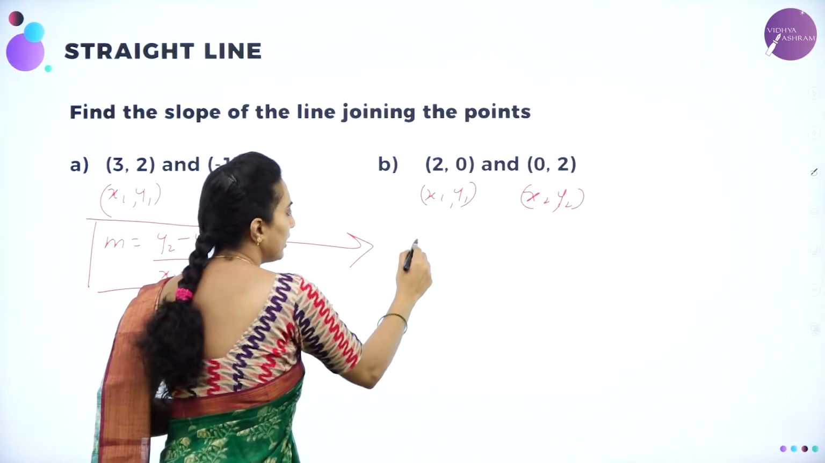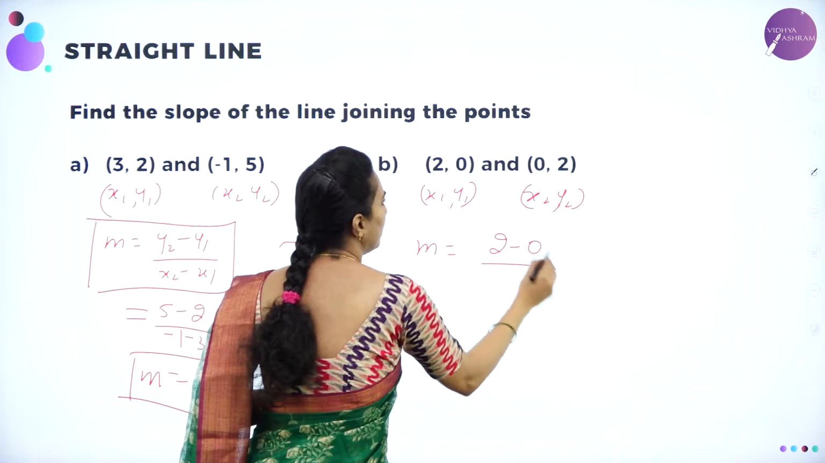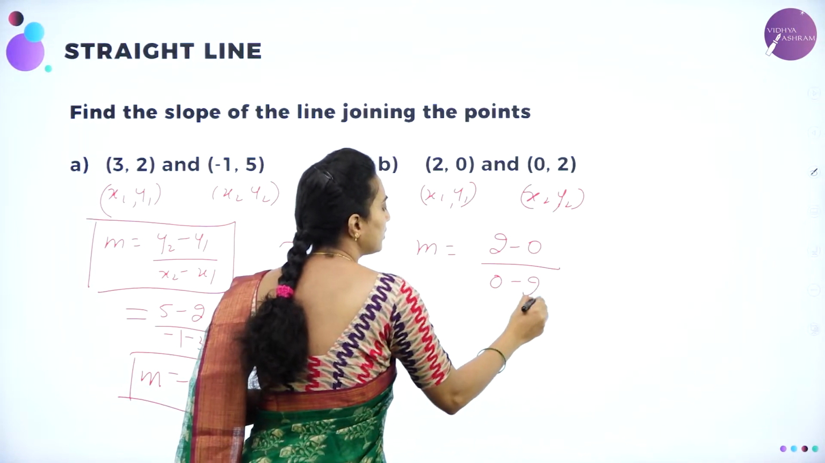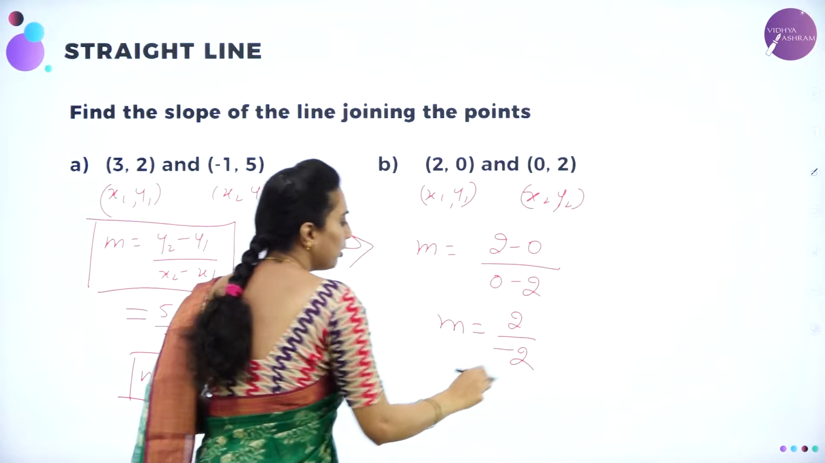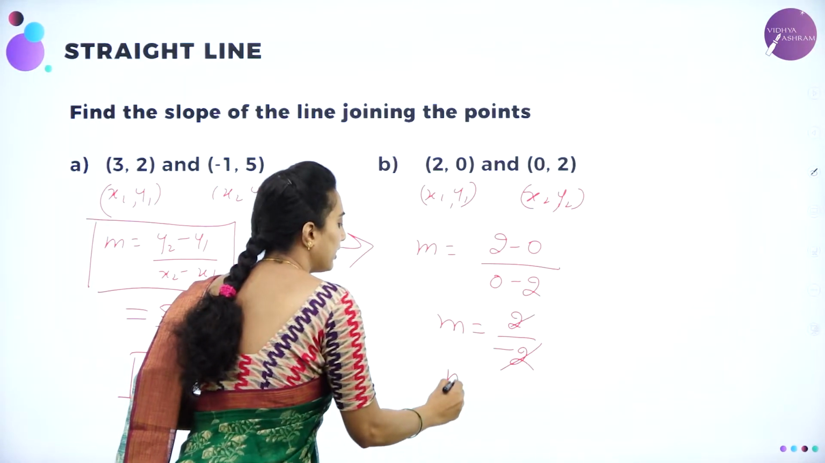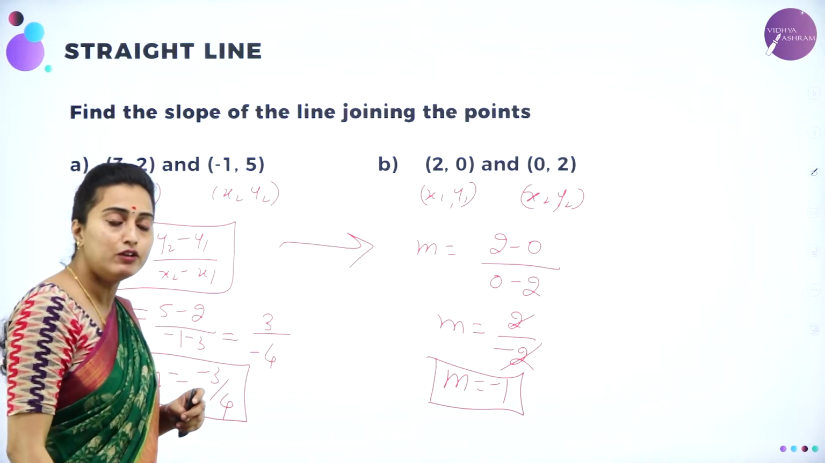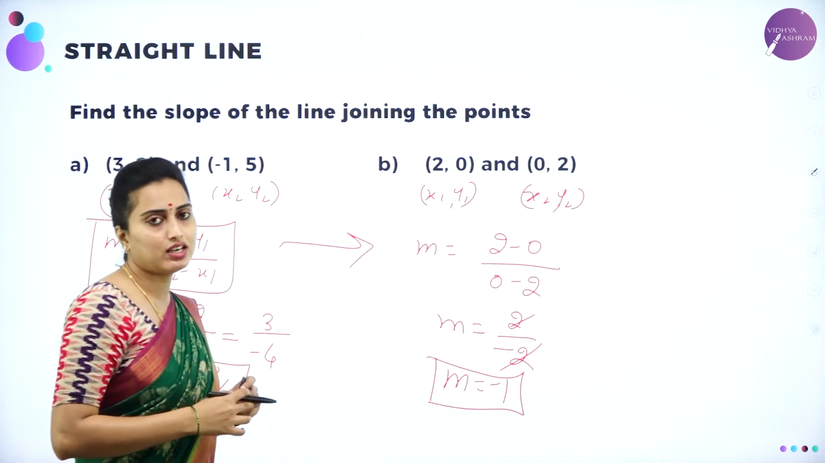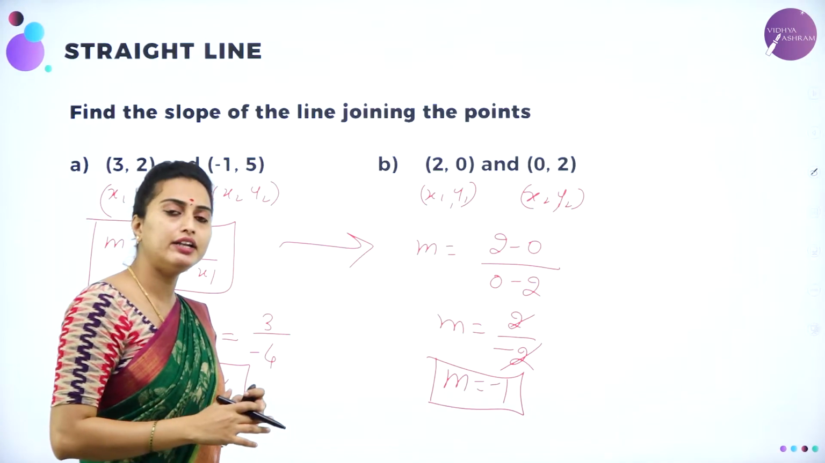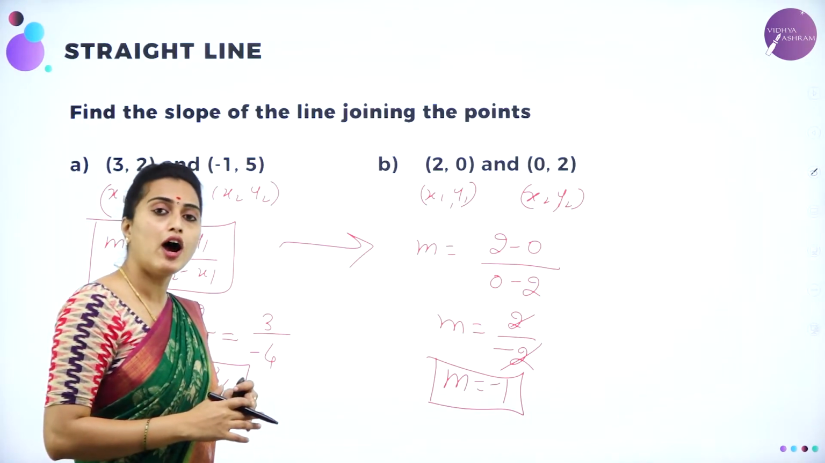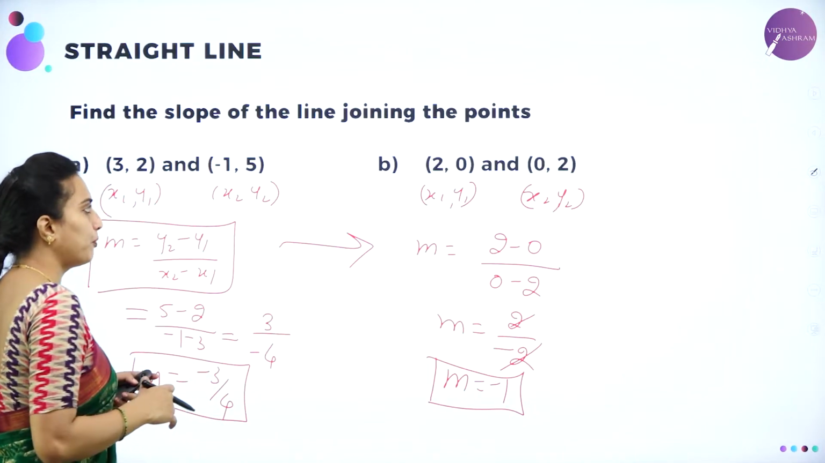So which implies m is equal to y2 minus y1, that is 2 minus 0, divided by x2 minus x1, 0 minus 2, which implies m is equal to 2 minus 0 is 2, divided by 0 minus 2 is minus 2, 2 will get cancelled, m is equal to minus 1. Here also you are getting the slope as negative. If slope is negative, tan theta is negative. If tan theta is negative, theta lies between 90 degree to 180 degree. 90 degree to 180 degree means theta is called obtuse angle. I hope you got this one. We'll move on to the next problem, dears.